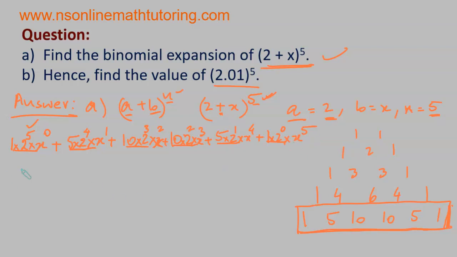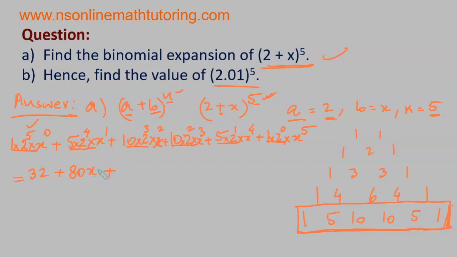Okay, so this is equal to, x to the power of 0 is 1, so 2 to the power of 5 is 32, plus 2 to the power of 4 is 16, and 16 times 5 is 80. So 80x.